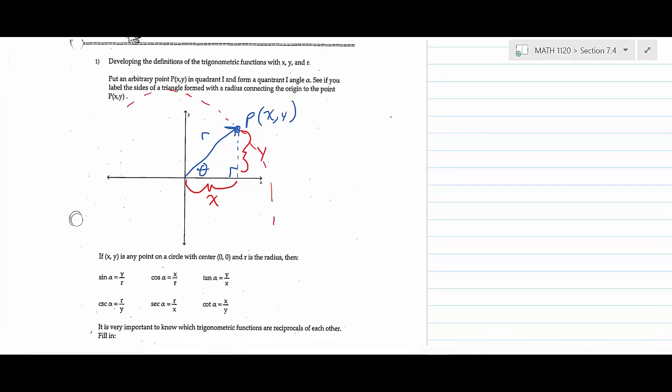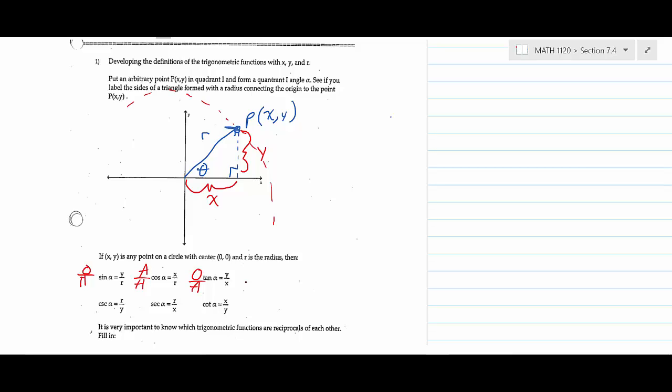If you look at this diagram, you already know this. The sine is opposite over hypotenuse. So if you look at my diagram, what's opposite? y. What's hypotenuse? r. So it's y over r. The cosine is adjacent over hypotenuse. Adjacent is x, hypotenuse is r, so that's x over r. Tangent is opposite over adjacent, so opposite y over adjacent x, that's how you get y over x. If you've got the right triangle SOHCAHTOA definitions down, it's a simple matter of translating those over.